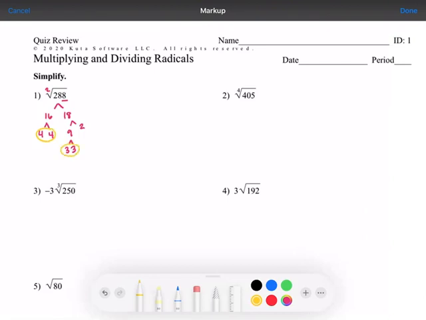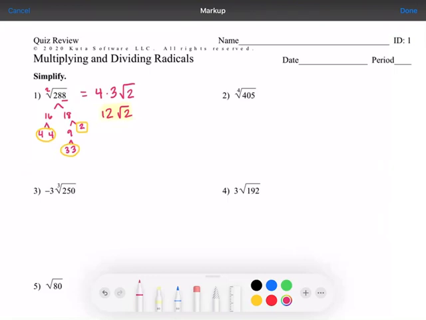So now I can easily identify my groups of 2. So I have 2 4s, 2 3s, and I have a leftover 2. So when I rewrite this, I'm going to take out my pairs. I was able to group together 2 4s, so I take out a 4. I'm going to take out a 3, multiply those together, and I'm going to leave the 2 on the inside. So 4 times 3 gives me 12, square root of 2, and that's my final answer.